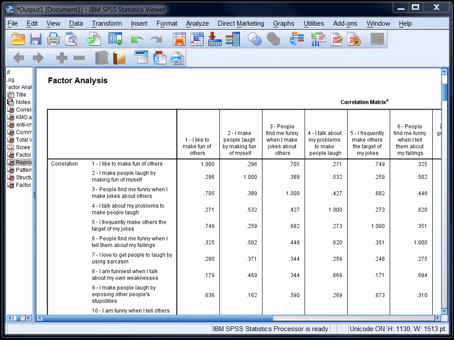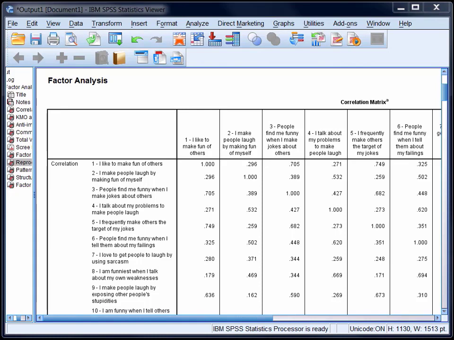The first table of output is a correlation matrix. In the top portion you can see the intercorrelations amongst participants' responses to the 12 items on the humour questionnaire. There are a number of substantial looking correlations here. So for example, the correlation between item 1, which is I like to make fun of others, and item 5, which is I frequently make others the target of my jokes, is 0.749. A number of substantial correlations in this matrix suggest the presence of one or more underlying factors.